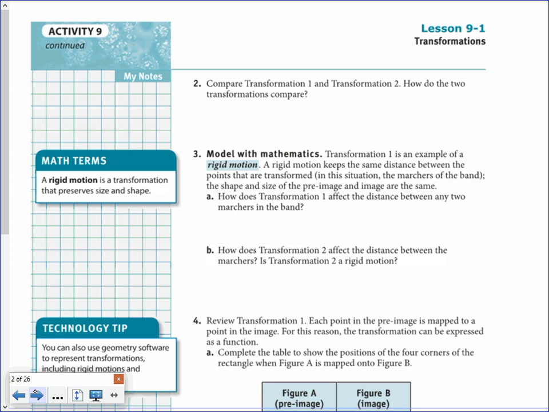number 2 asks you to compare transformation 1 and transformation 2. Transformation 1 preserves the size and shape of the rectangle. Only the position is different. Transformation 2 expands or stretches the rectangle vertically. You may think that it's in the same position. That would be fine. The middle of it stays in the same spot, but the size of it is not the same.